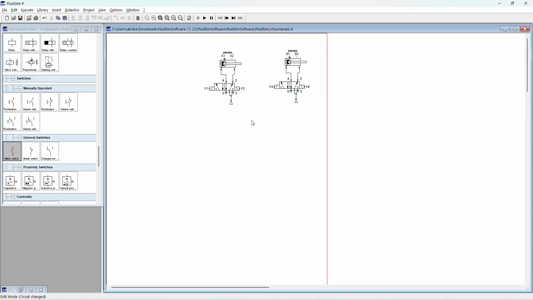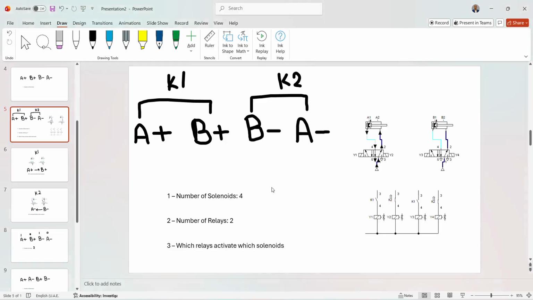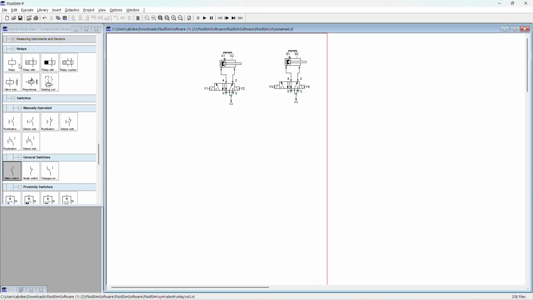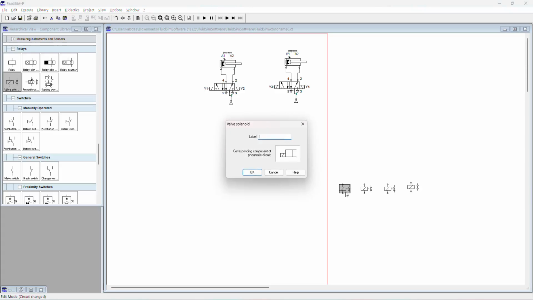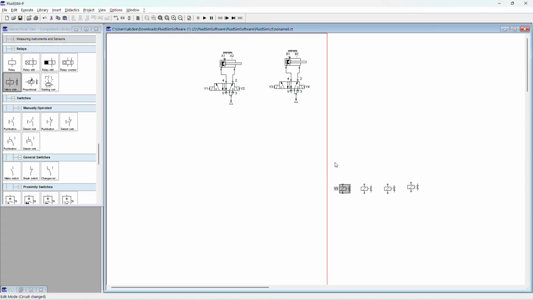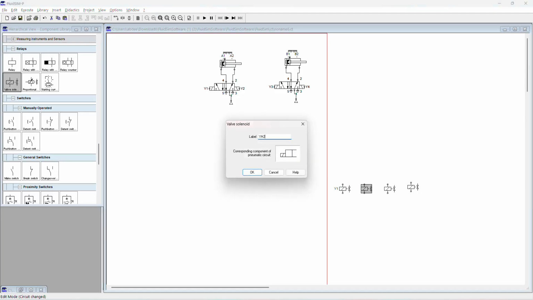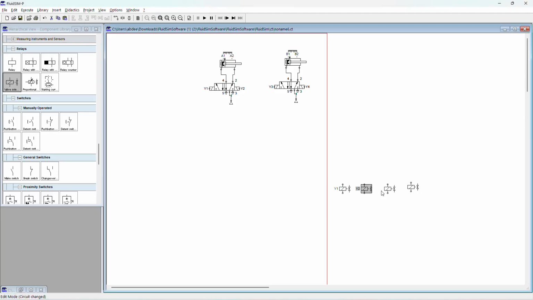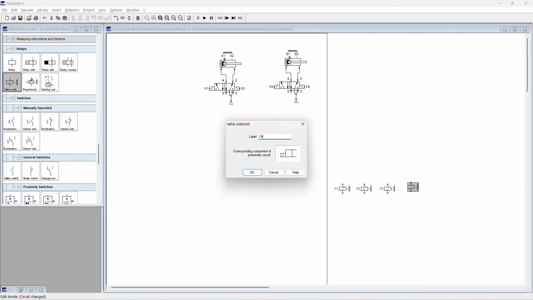All right. So now let's start with our circuit. How many solenoids do we have? We said we have 4 solenoids. So we get our solenoids. First one, then the second one, place them close to each other this way, and we have 4 solenoids. We name the solenoids accordingly. We said this one is Y1, this one Y2, this one Y3, and this one Y4.